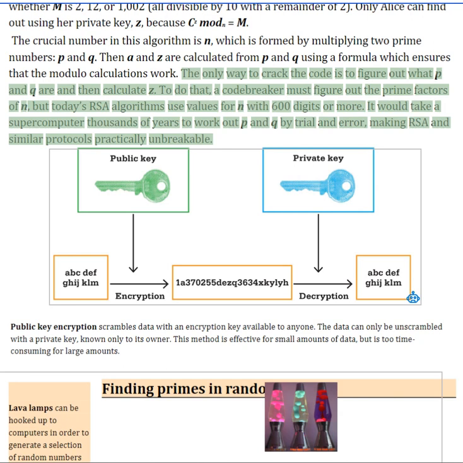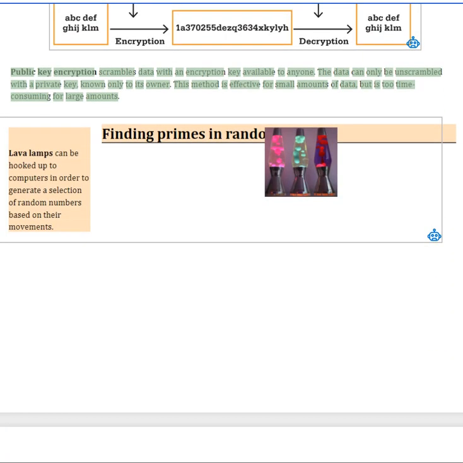It would take a supercomputer thousands of years to work out P and Q by trial and error, making RSA and similar protocols practically unbreakable. Public key encryption scrambles data with an encryption key available to anyone. The data can only be unscrambled with a private key, known only to its owner. This method is effective for small amounts of data, but is too time-consuming for large amounts.